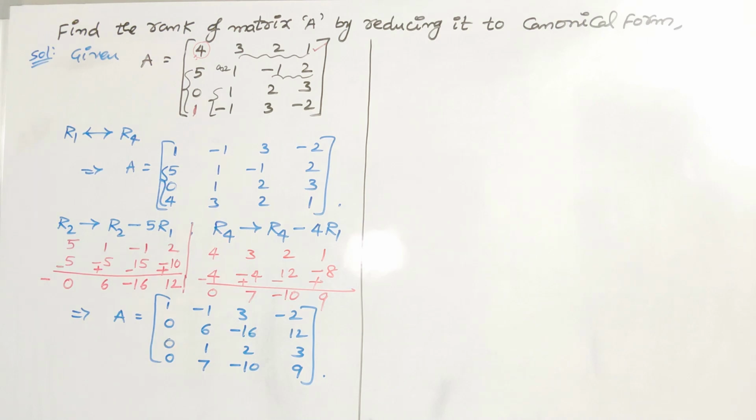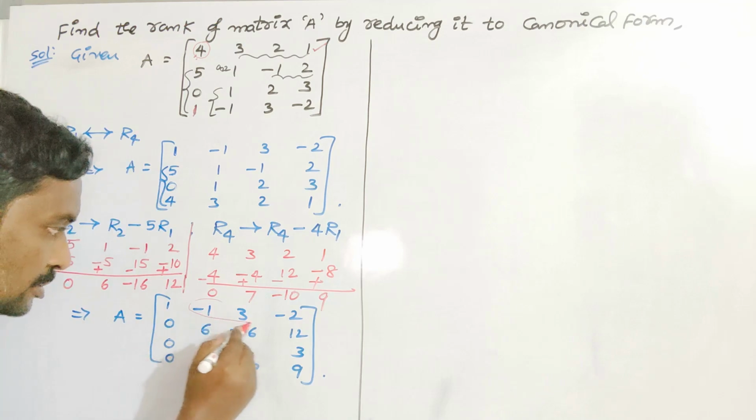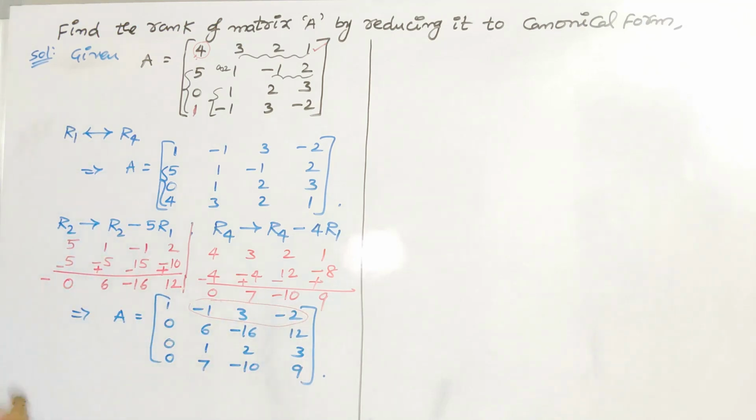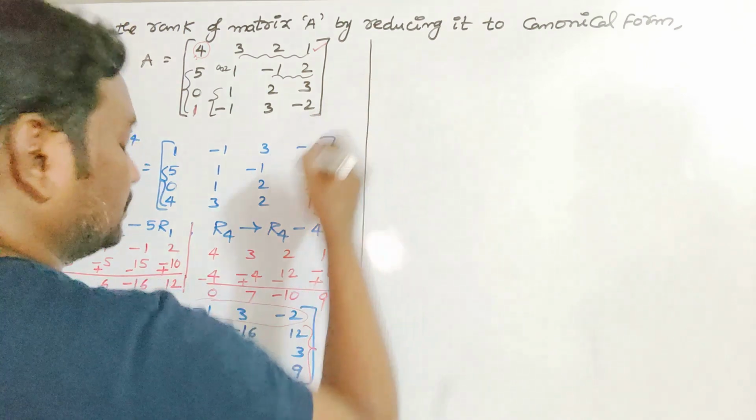Now, by using column operations, we have to make these three elements 0. Don't forget it. Write column operations. Since these three elements are 0, this area still remains. There is no change in these elements. Don't forget it.